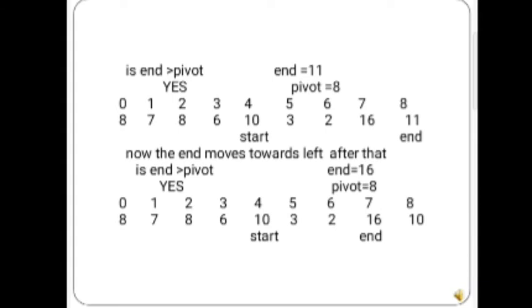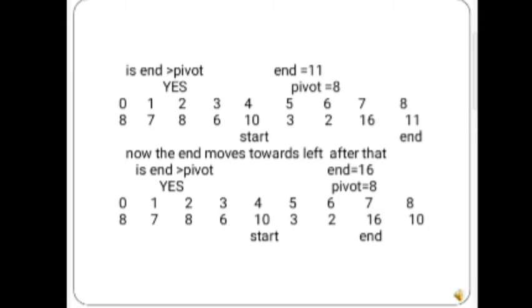So the condition is true. Now the end moves towards left, and after that end is greater than pivot. Here end is 16 and pivot is 8, so the condition is true. So here we can observe the start is incremented by one value. Hence the start is at the index number 4 here, and end is at the index number 7.